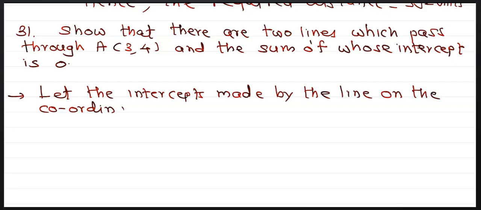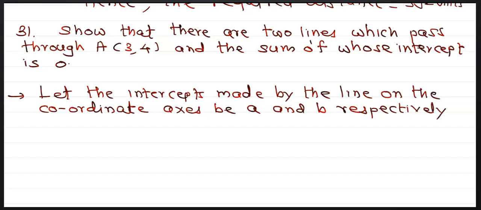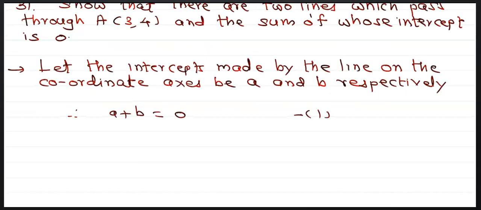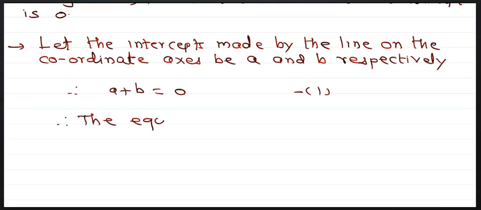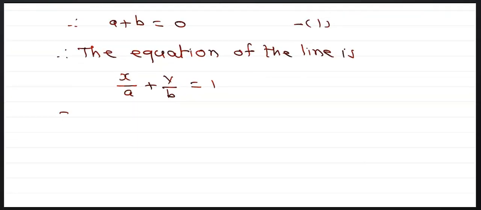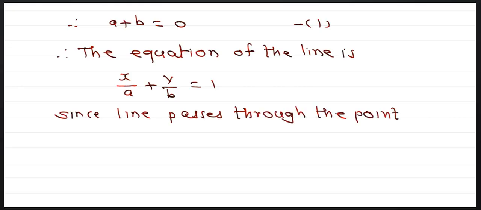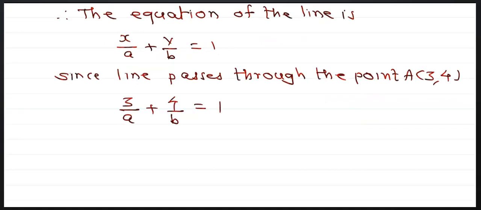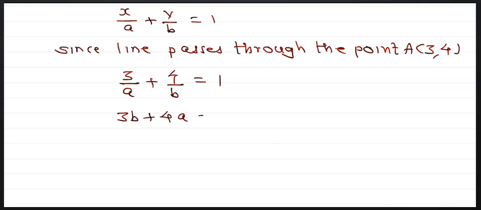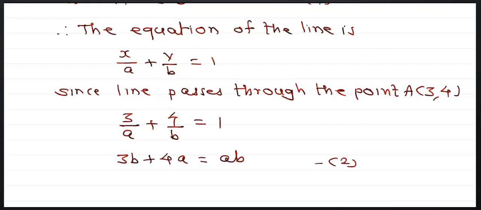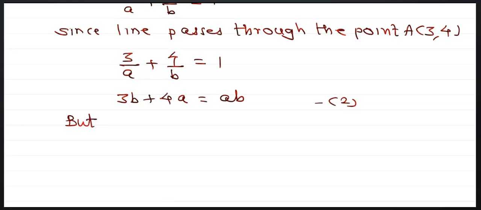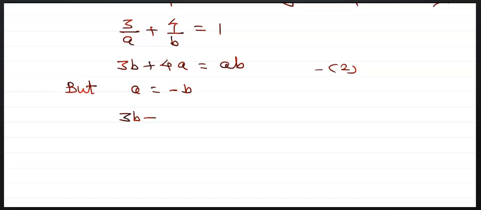Let the intercepts made by the line on the coordinate axes be a and b respectively. a plus b is equal to 0. This is the first condition. The equation of the line is x upon a plus y upon b equals 1. Since the line passes through the point (3, 4), 3 upon a plus 4 upon b equals 1, so 3b plus 4a equals ab. But a is equal to minus b.